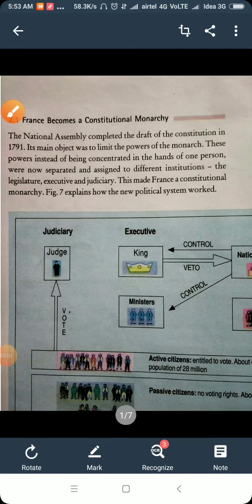Good morning, students. Today we will discuss our next topic of the French Revolution: France becomes a constitutional monarchy. Now, I hope you understood the whole story, like what had happened in the tennis court chamber and how the monarch did not accept the demand of the people for one vote, one person.